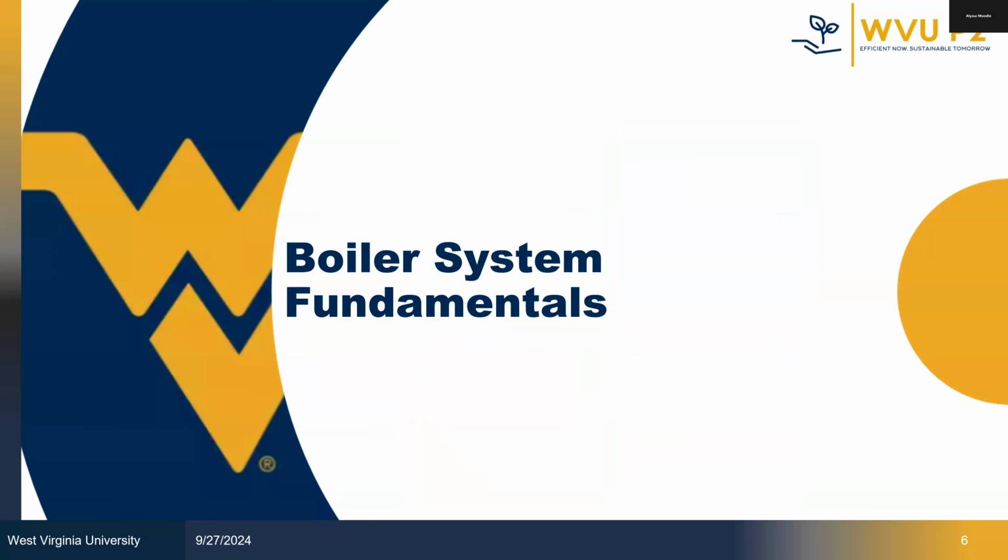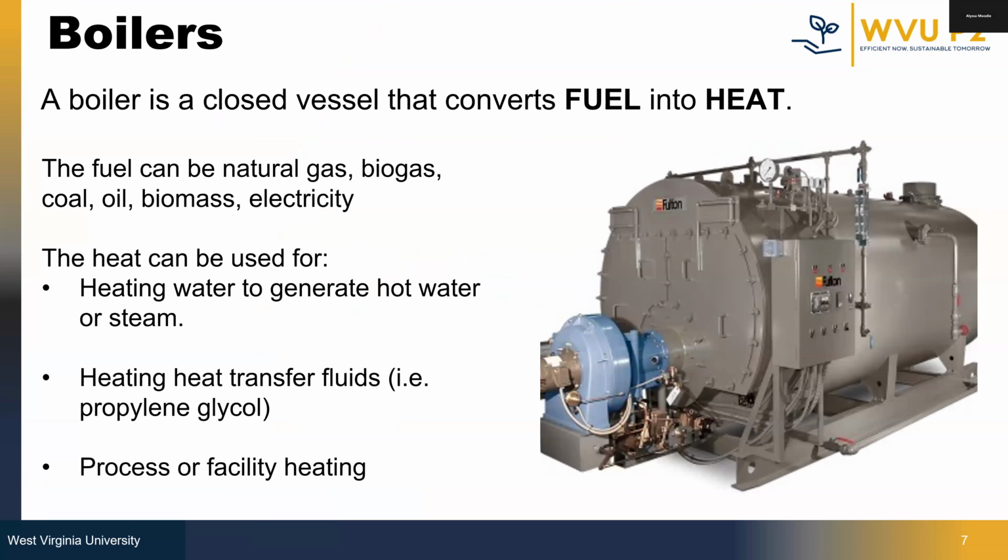So we'll begin by looking at the fundamentals. What is a boiler? What are the main components of a boiler system? These things are key to understanding how boilers operate and how their efficiency can be improved. So boilers, simply put, a boiler is a closed vessel that converts fuel to heat. That's the goal of a boiler, convert fuel into heat. In reality, it's a lot more complicated than that.